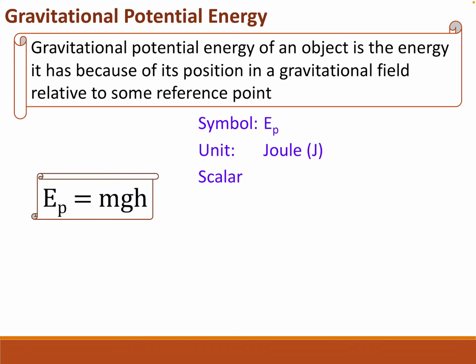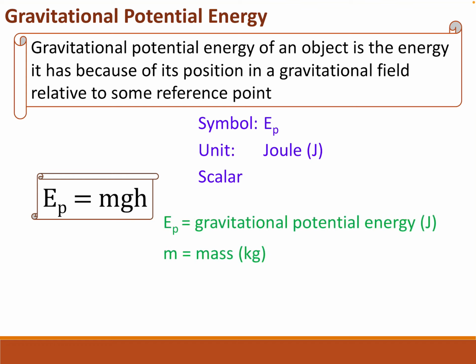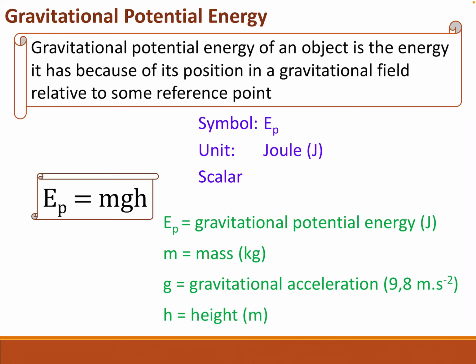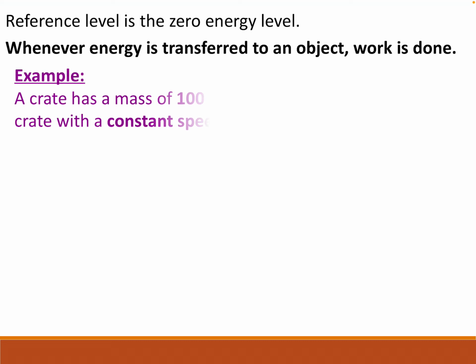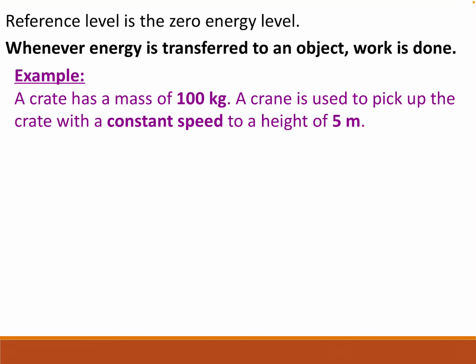The equation, which you have seen somewhere along the line, is EP equals mgh. EP is gravitational potential energy, m is mass in kilograms, g is gravitational acceleration, which is 9,8, so that's constant, and h is height. And before you ask, yes, you will be given these on your information sheet. We have to have a reference level, a zero level, which you'll see when we do the examples. Whenever energy is transferred to an object, work is done. So we do work in the physics sense when we transfer energy.